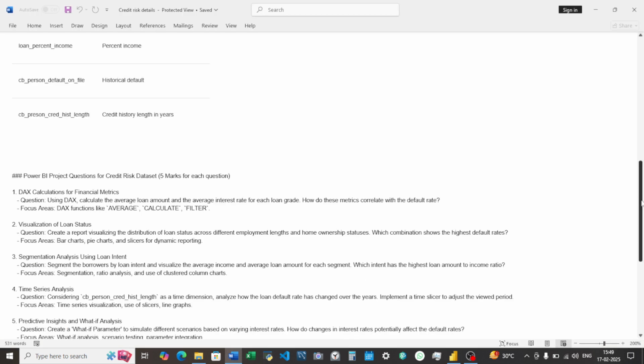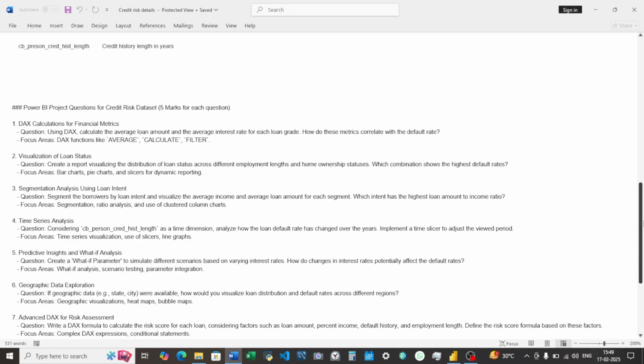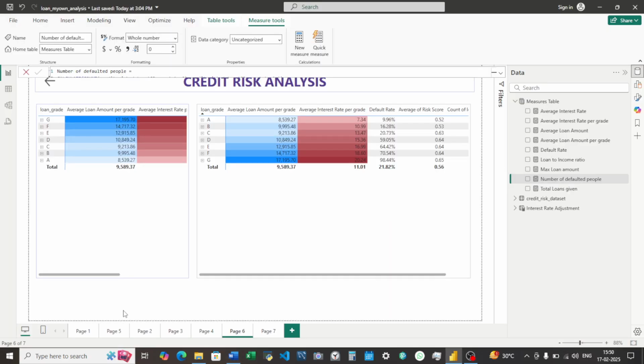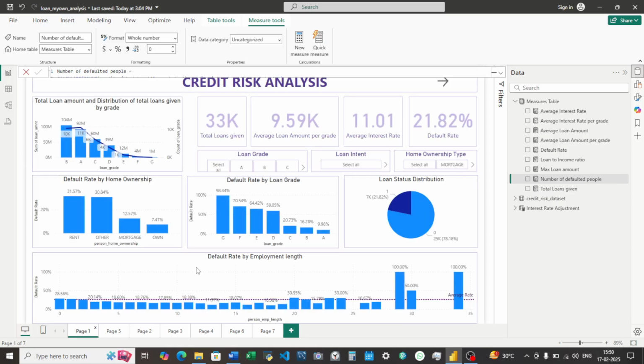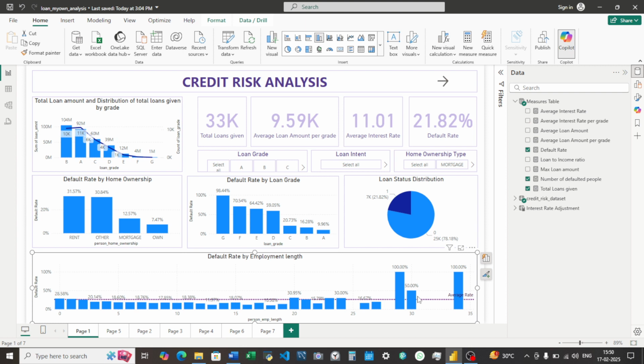And then question number 2: create a report visualizing the distribution of loan status across different employment lengths and home ownership statuses. Which combination shows the highest default rates? Firstly, in these two visuals you could see the default rates. Default rate is highest for someone who lives in a rented home, and the lowest for someone who has their own home. And default rates are highest in the later part of the employment history, that is from 25 years and above, but the frequency of such employment is very low, so keep that in mind too.